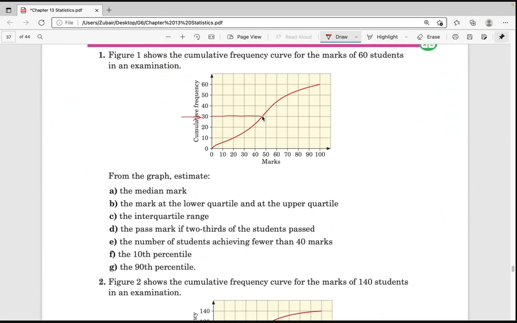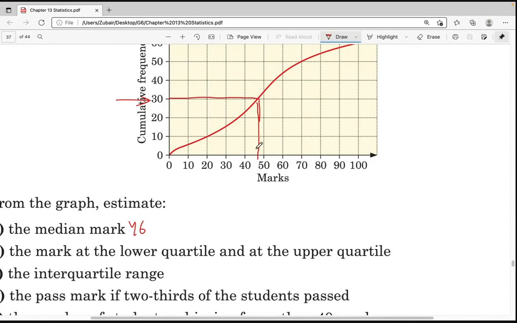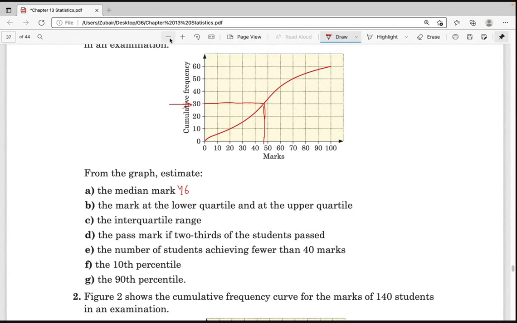And we go to this and we read whatever is there. Yes, 46 or 47. Let's say 46, 48. 48 maybe. It would be very clear in the exam, we will be able to count those small boxes. The grid is centimeter by centimeter.